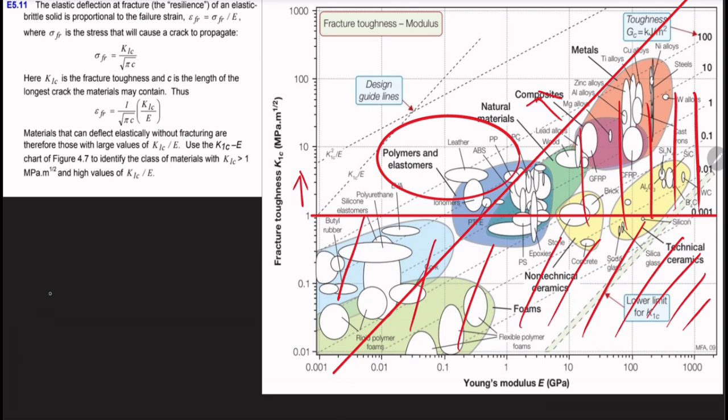So these are materials that passed our selection. So our answer here is polymers and elastomers. So this is our answer to this question. Let's move on to the next one.